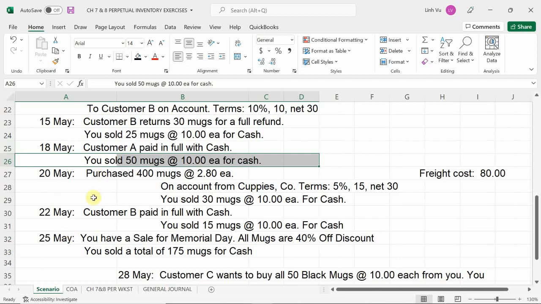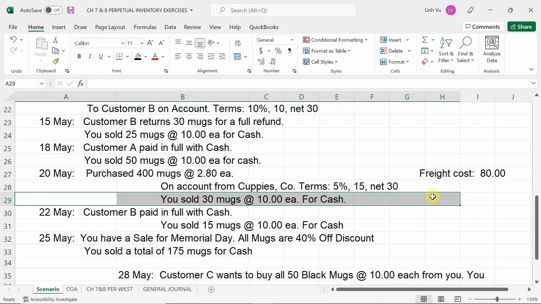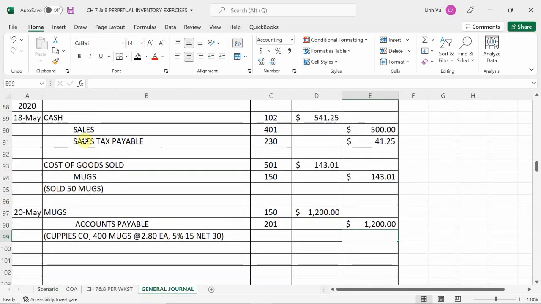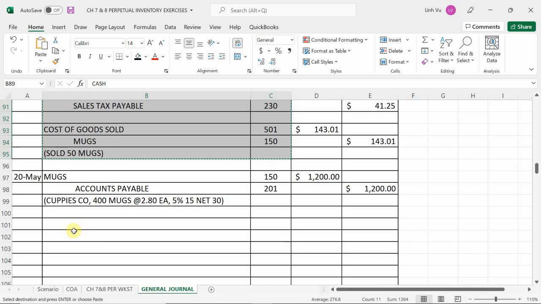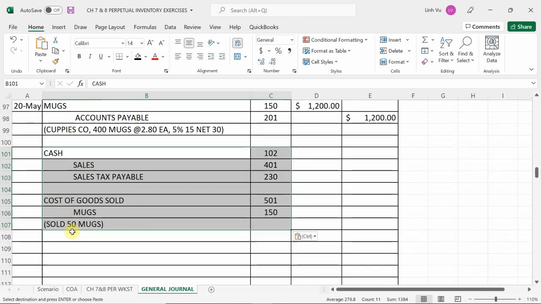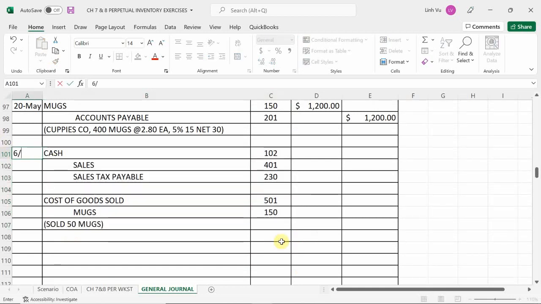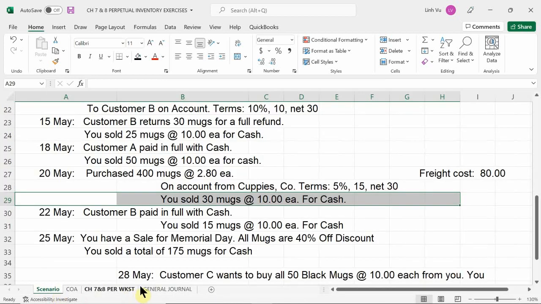That very same day, you also sell 30 of those mugs for $10 each for cash. So once again, I need to adjust my inventory because I have another cash sale, and this time I sell an additional 30 units. I have perfectly enough in my inventory for this transaction. So it's May 20th, and I sell 30 of those mugs.